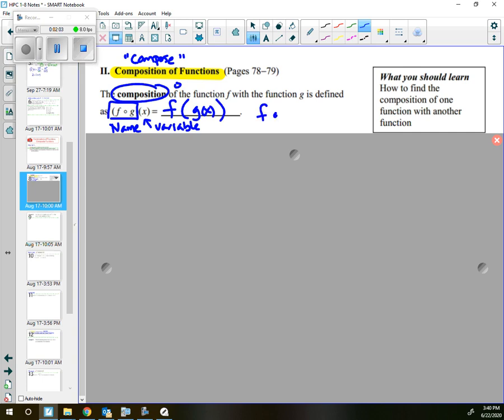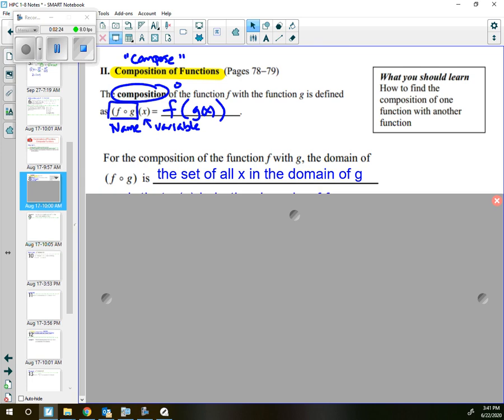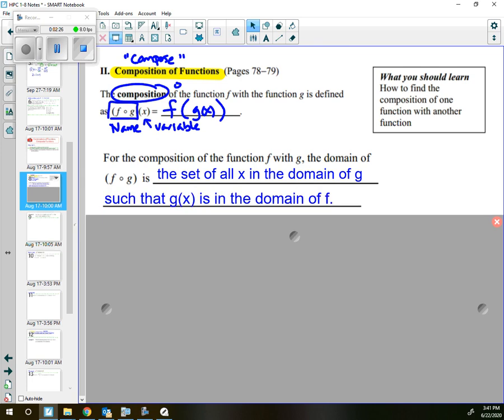So it's f of g of x. It means that you take the function g and you substitute it into the function f for that variable x. You're actually putting an entire rule into the function. So instead of f of 7, you're doing f of the entire rule for g of x, whatever that is.